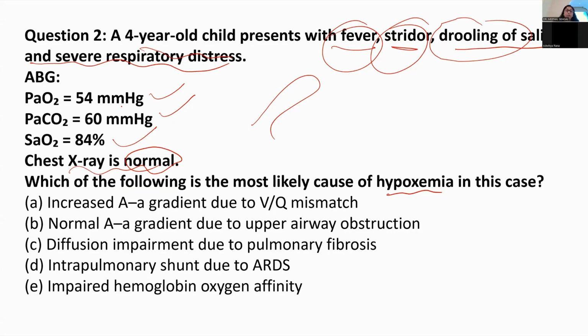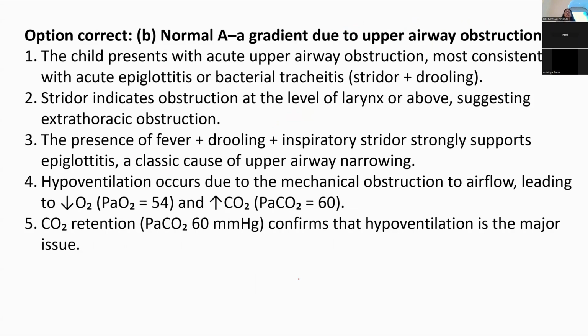Tell me, is it because of increased alveolar arterial gradient due to VQ mismatch? Or a normal alveolar arterial gradient due to upper airway obstruction? Or a diffusion impairment? Intrapulmonary shunts due to ARDS? Or impaired hemoglobin oxygen affinity? Normal gradient, because it is an upper airway obstruction, so there will be a normal gradient due to upper airway obstruction.